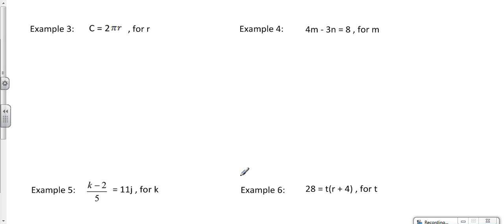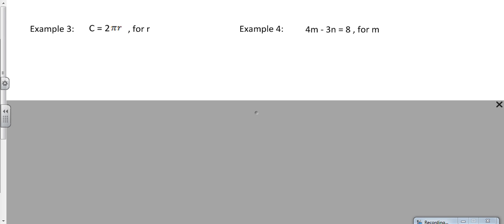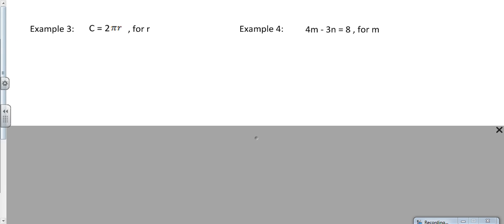All right, let's take a look at a couple here, focusing on the next ones. First two on top. What are we solving for? That's the first thing you want to do. This one's solving for r, this one's solving for m. Very important to know that first and foremost.